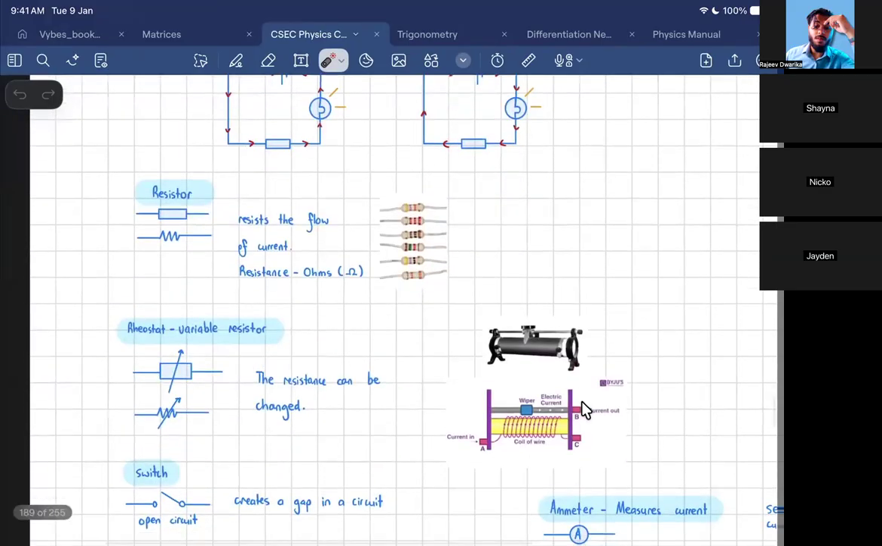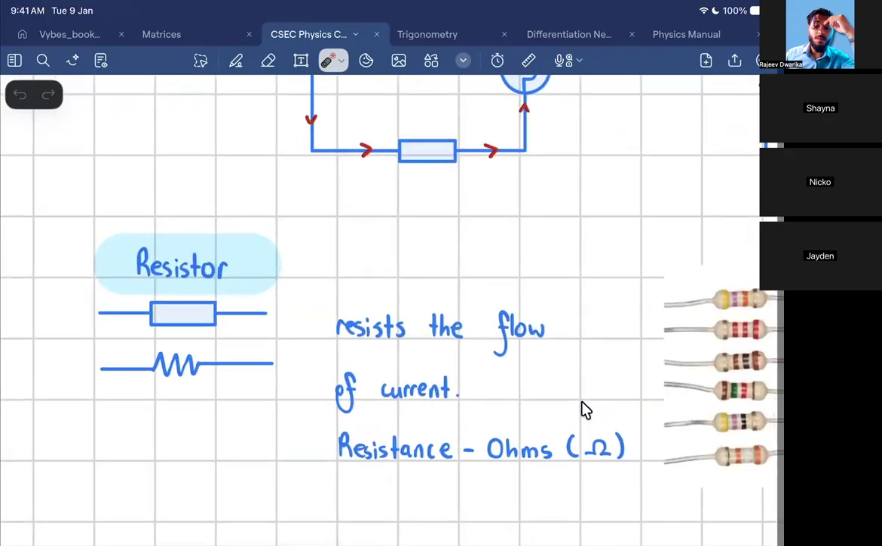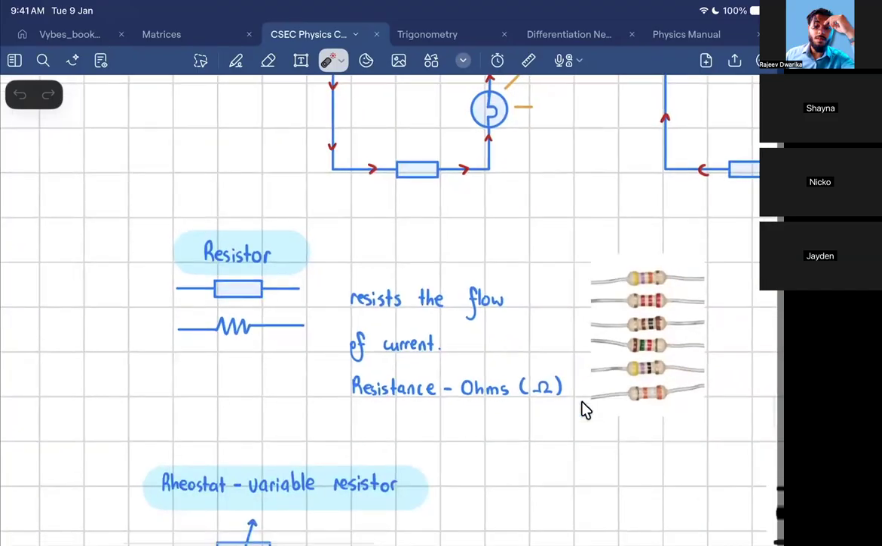We looked at some electrical components. We looked at a resistor. There are two symbols for a resistor, in case you didn't know, the one with the box and the one with the zigzag line. And a resistor resists the flow of current.